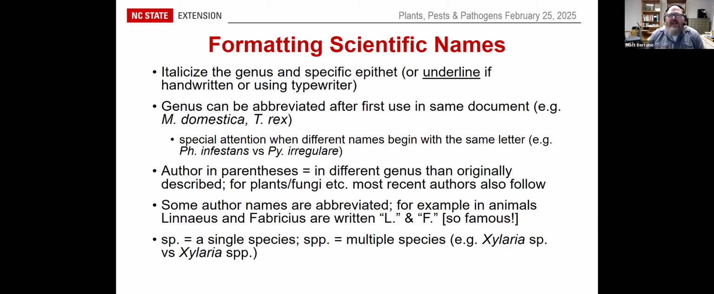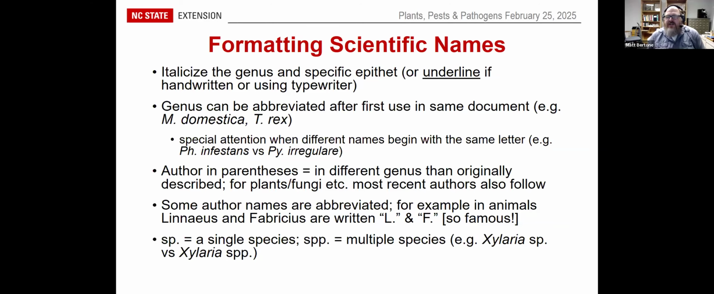All right, so formatting scientific names. When you see a scientific name, you italicize the genus and specific epithet, or if you're writing it, you can underline it. Handwritten or typewritten text used that as the way to notify that you have a scientific name, and you'll see that throughout here. The genus can be abbreviated after the first use in the same document. So Musca domestica, if you're writing a paper about it, you can just reduce it to M. domestica. T. rex, as you'll see in a second.